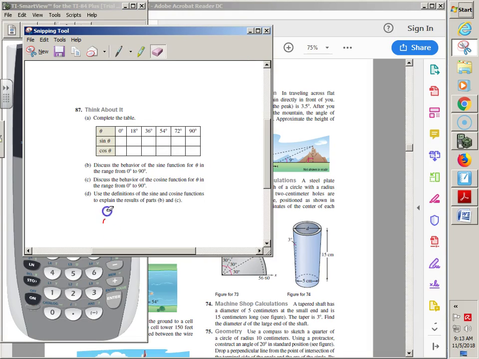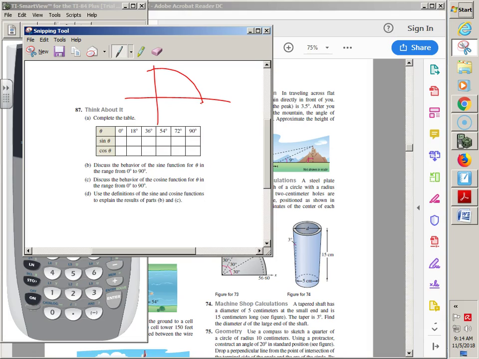0 to 90, sine function. Use the definitions of sine and cosine to explain the results. Okay, since we're just looking between 0 and 90, is it okay if I have you guys visualizing this part of the unit circle? Okay, all the angles 0 to 90.